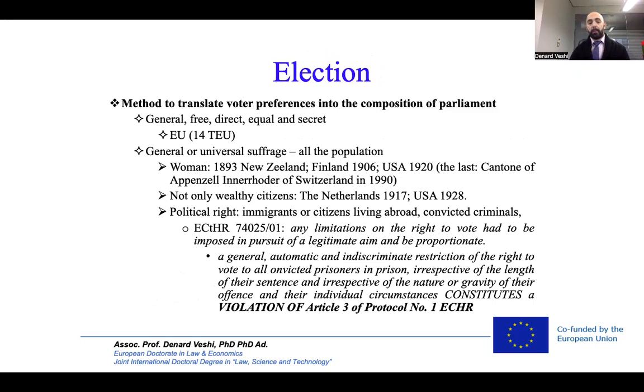What this means is that all the population has the right to vote, and I would like to underline the decision of the European Court of Human Rights that stated that any limitation of the right to vote has to be considered with proportionality. This means that a general and automatic restriction to the right to vote, for example, to prisoners, is a violation of Article 3, Protocol 1 of the European Convention on Human Rights.